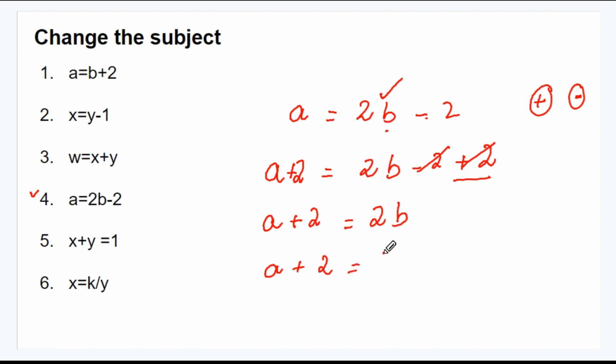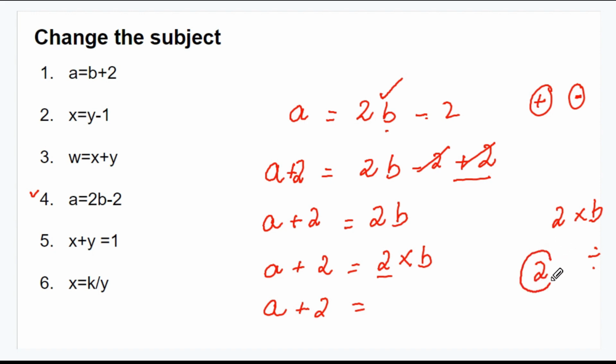We have 2 with b. You know, I have taught you in the last lesson 2b means 2 times b, right? It is 2 times b. So now what we need to do, we need to cancel this 2 which is being multiplied with b. So now remember, the opposite of multiplication is division, right? The opposite of multiplication is division. So what will be the opposite of 2? Divided by 2, right?